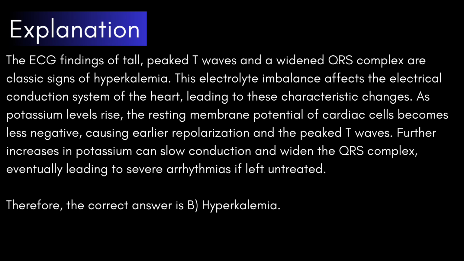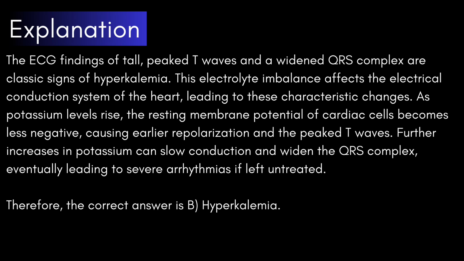As potassium levels rise, the resting membrane potential of cardiac cells becomes less negative, causing earlier repolarization and the peaked T waves. Further increases in potassium can slow conduction and widen the QRS complex, eventually leading to severe arrhythmias if left untreated. Therefore, the correct answer is B, hyperkalemia.